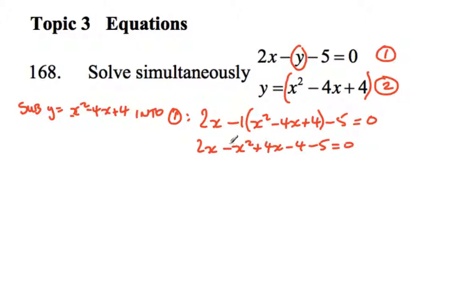We'll collect some like terms here. We've got a 2x and a 4x here, making 6x.